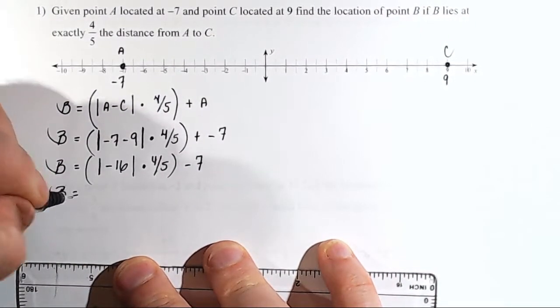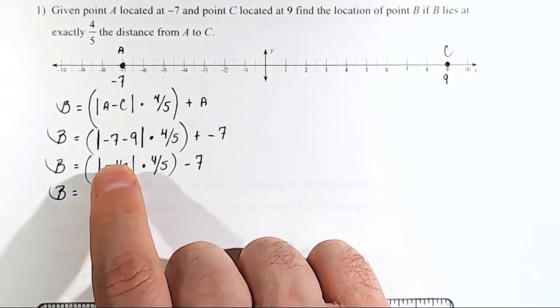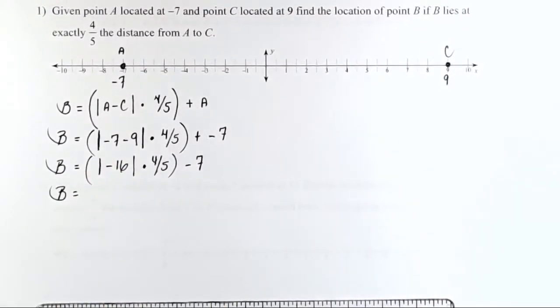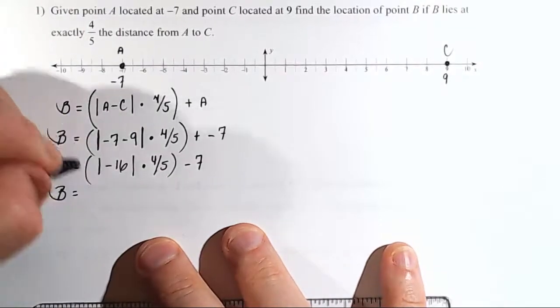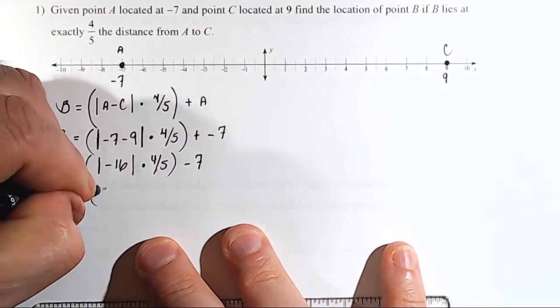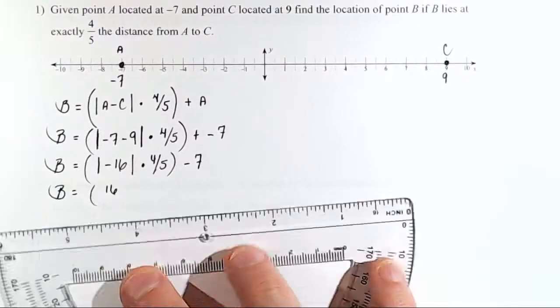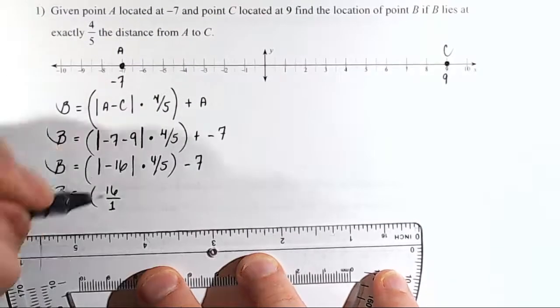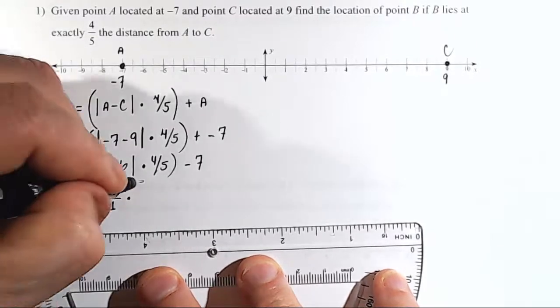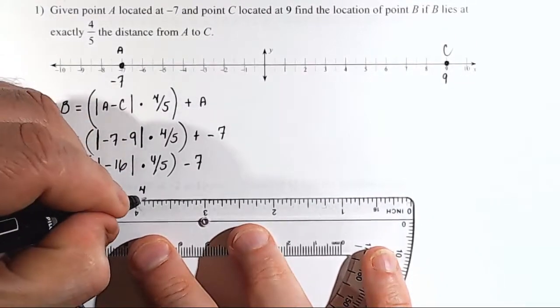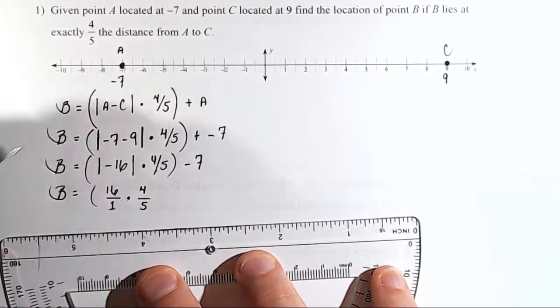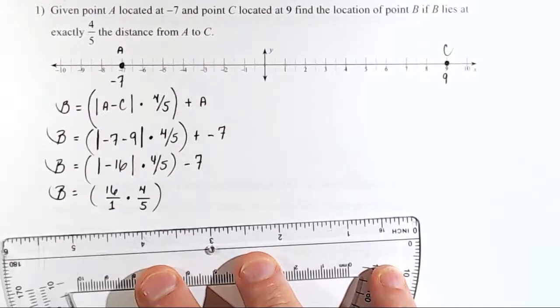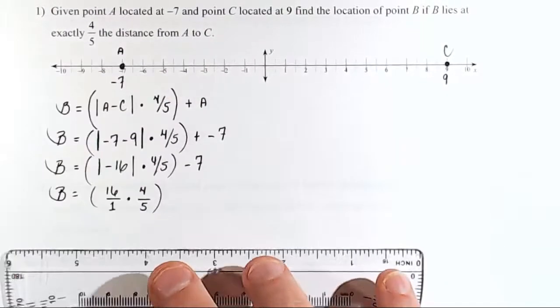So now B is equal to, here I can just say positive 16 because the absolute value of a negative number is a positive. So now I need 16, and I'm going to write this as 16 over 1 because I'm going to be multiplying by a fraction, times 4 over 5. All right, and once I get that product, I'm going to subtract 7.